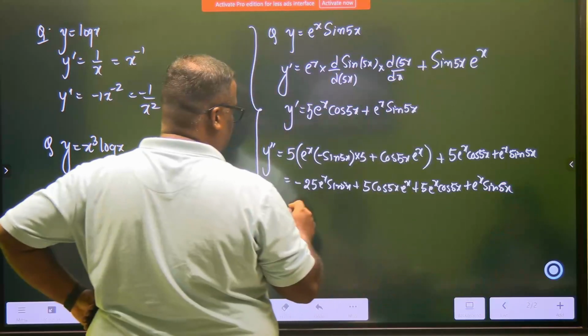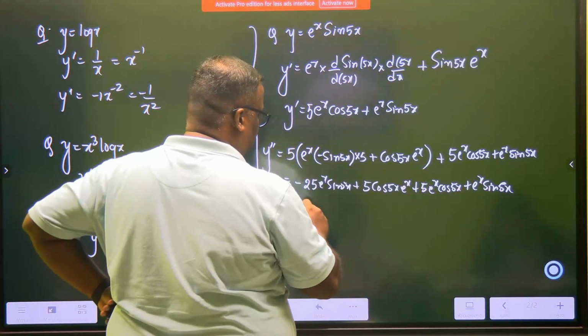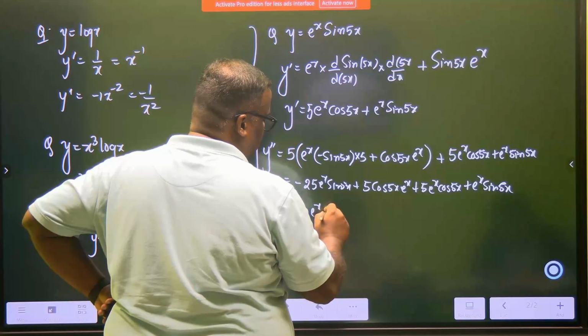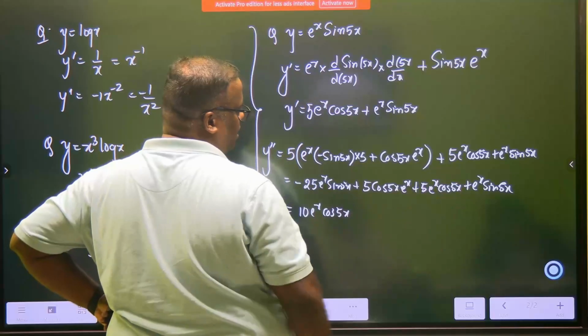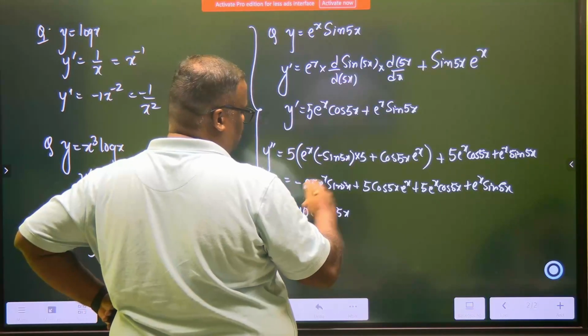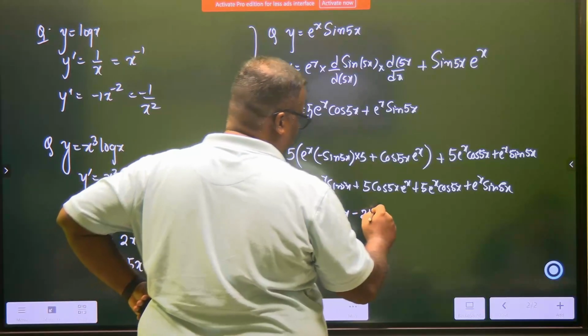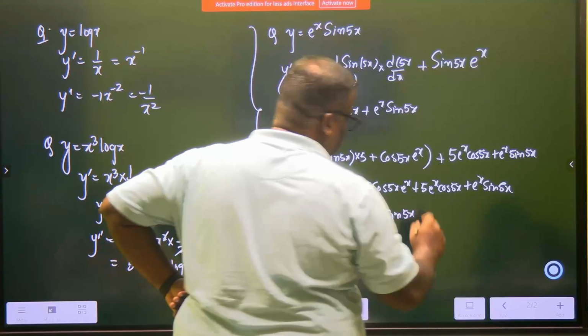Now let us clear everything. 5 cos and 5 cos will make it 10 e to the power x cos 5x, and I have got e to the power x sine 5x and sine 5x 25. So this becomes minus 24 e to the power x sine 5x. Check just once.